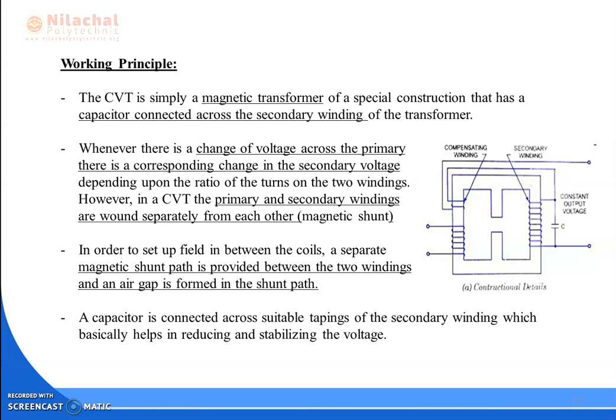In order to set a field in between the coils, a magnetic shunt is used. A path is provided between the two windings and an air gap is formed in the shunt path. So we can say that it divides the two windings in order to set up two different fields. So that basically in the primary winding the constant voltage, or our required voltage, is being stored.